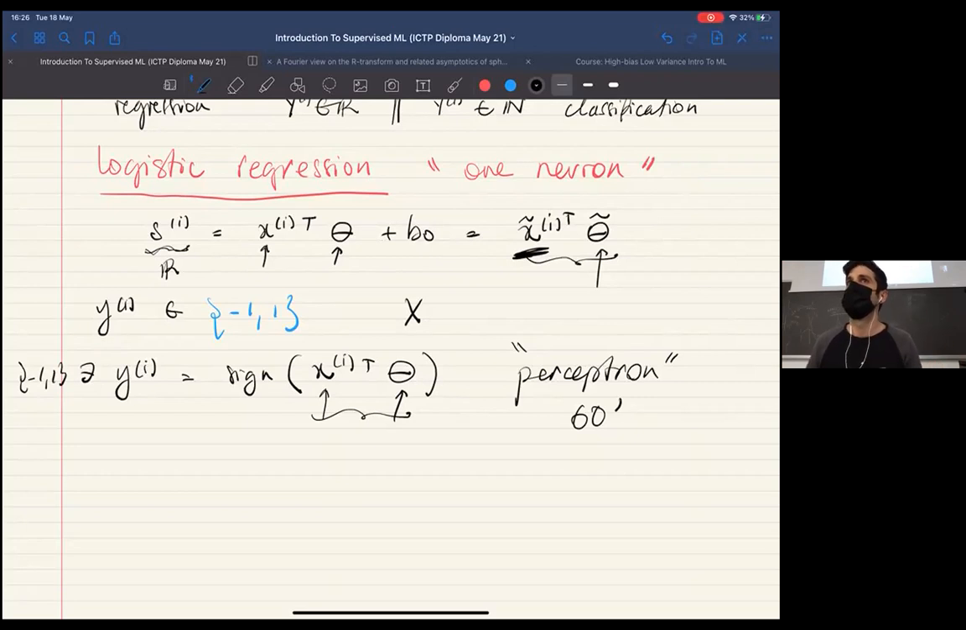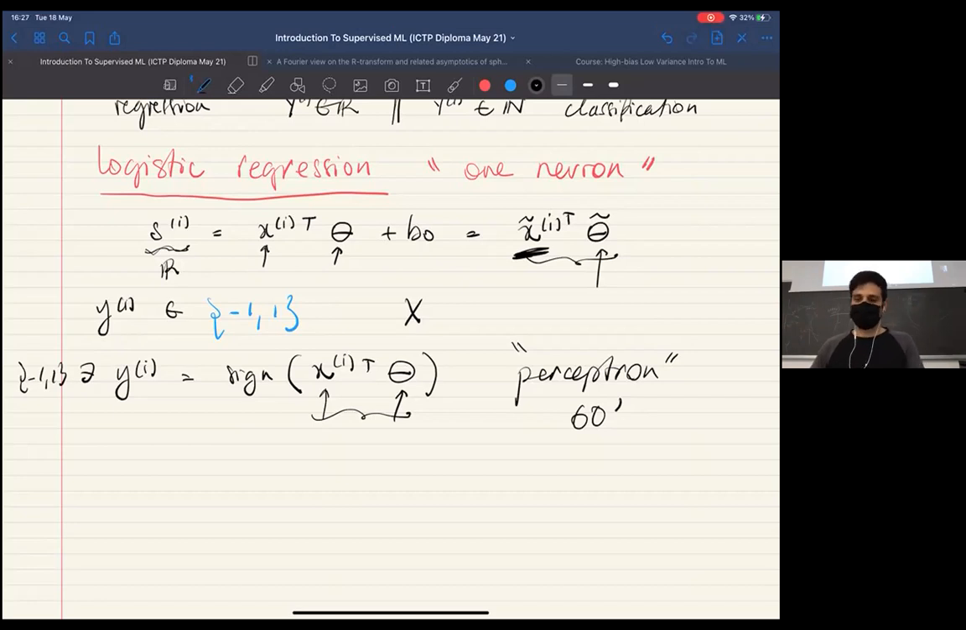So it's a baby model of a neuron. It's the simplest possible mathematical model for a neuron, which is doing a linear operation. It's summing all its inputs according to a weighted combination, and then applies a nonlinearity. In this case, the nonlinearity is just a sign function.